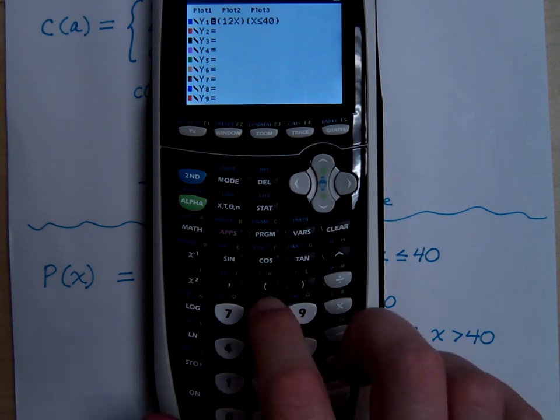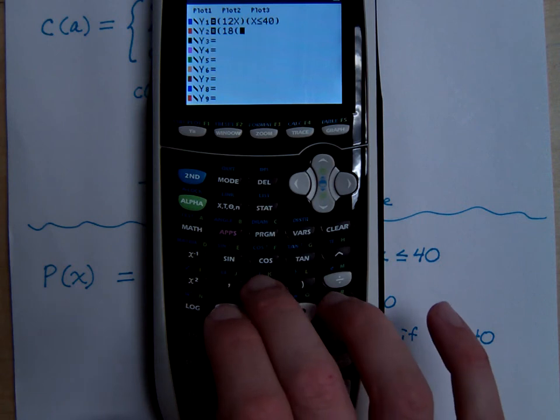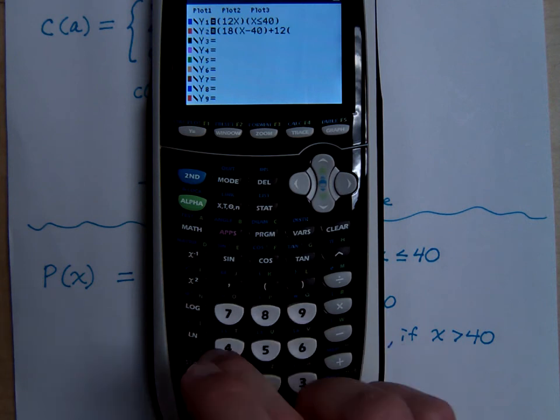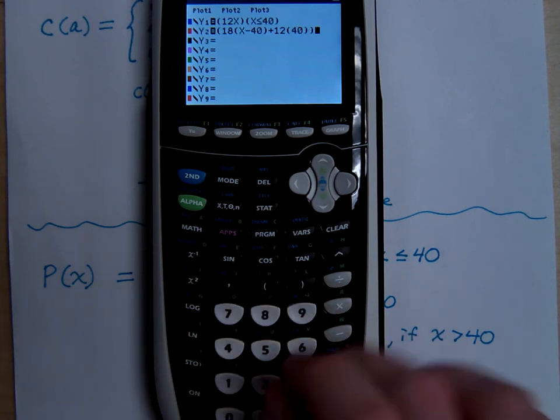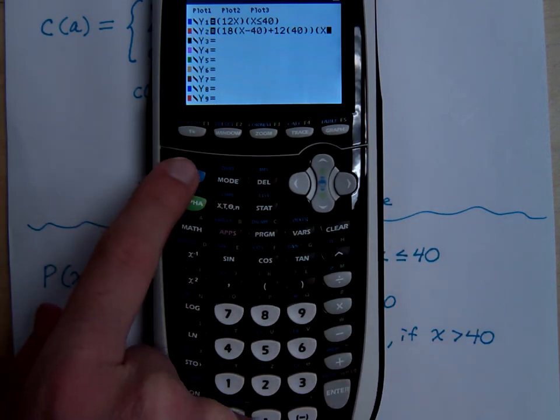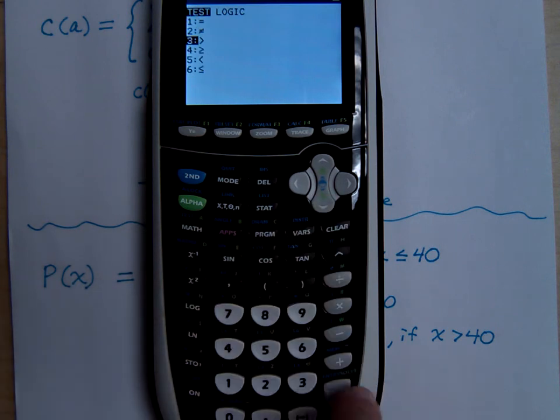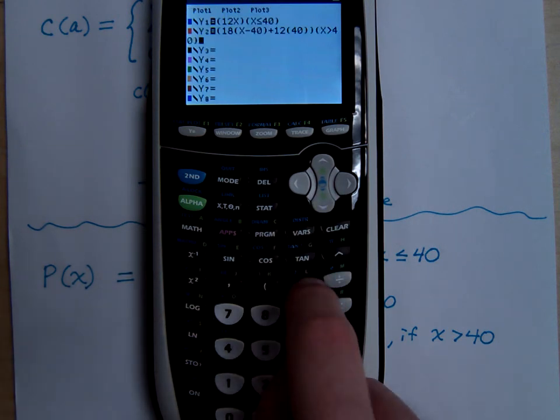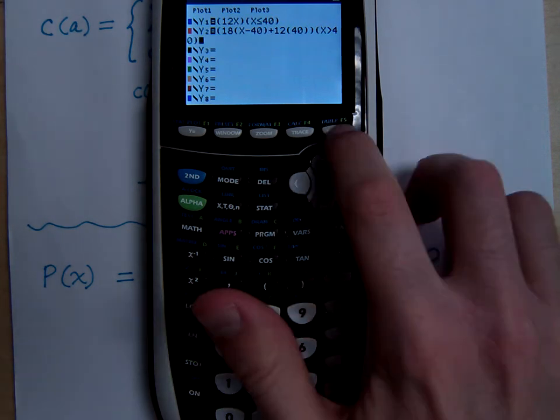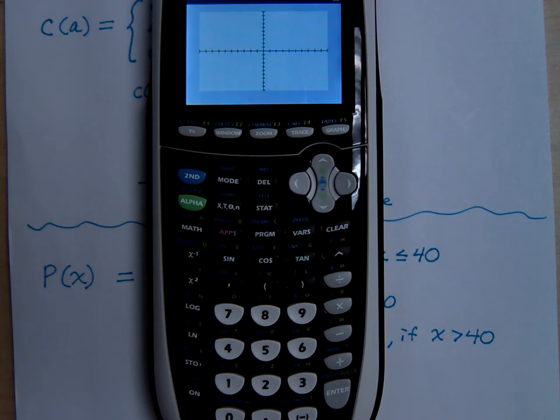The other expression I have is 18 times (x minus 40) plus 12 times 40. Make sure you close the parentheses there. And this is going to be for those x values that are what? Greater than 40. Now, if I were to graph this, you are not going to see much of anything. See, watch. There's that guy, and you're not going to see the other one, because my window doesn't make any sense here.